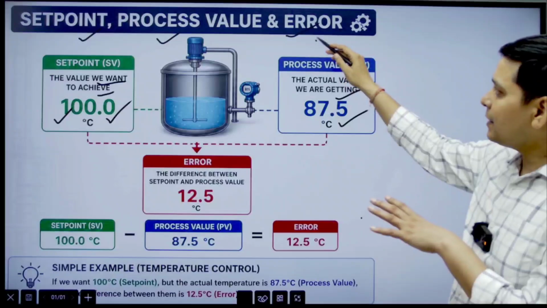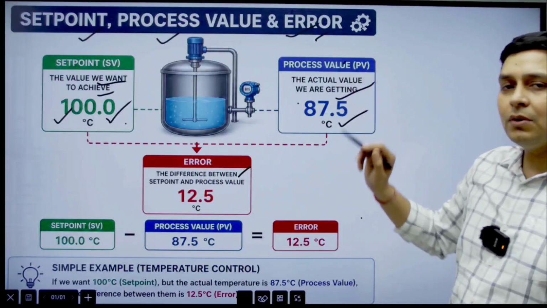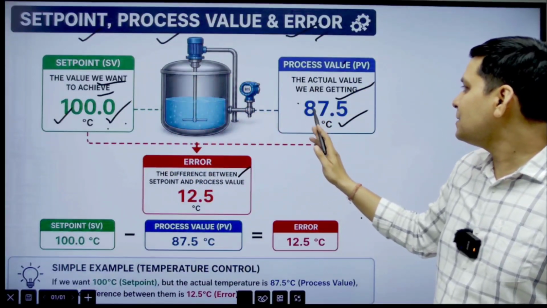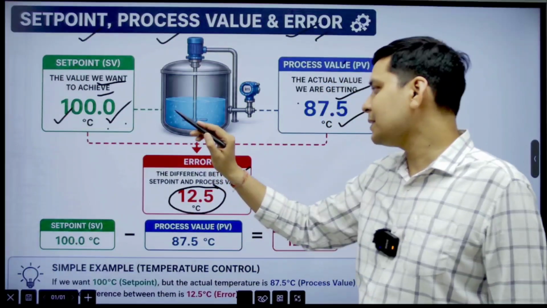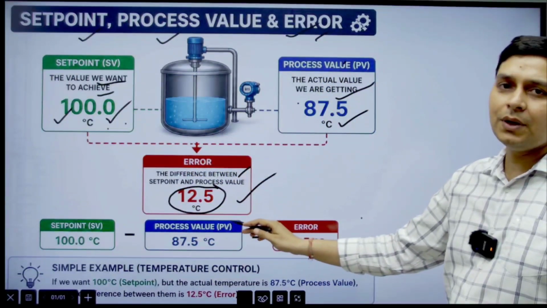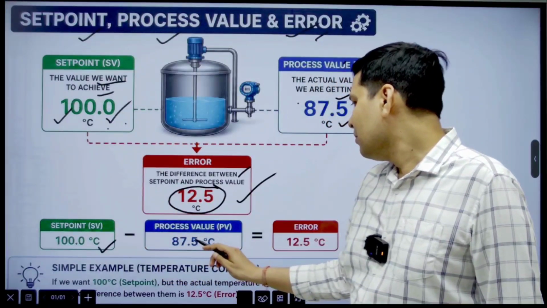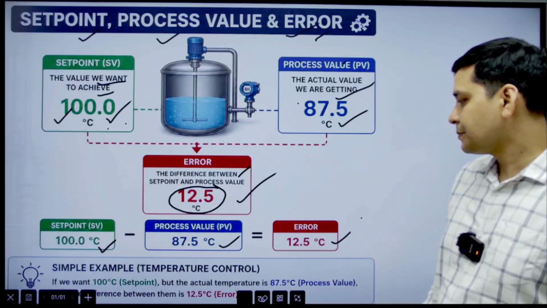Now the third one is error. Error is the difference between the set point and the process variable or process value. Here the set point is 100 degrees Celsius and the process value is 87.5 degrees Celsius. So the difference will be 12.5 degrees Celsius. So the error will be 12.5 degrees Celsius. Set point or set value minus process value, that means process variable, is known as error.